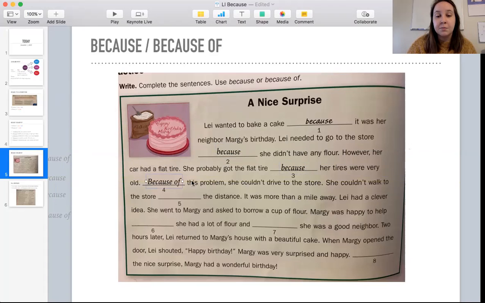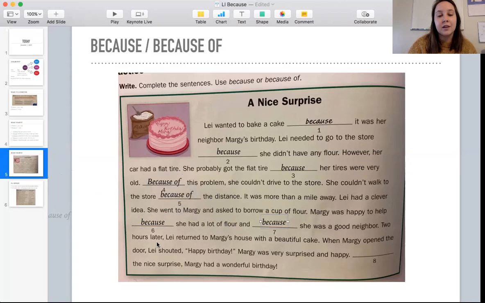Because of this problem, she couldn't drive to the store. She couldn't walk to the store because of the distance. It was more than a mile away. Lay had a clever idea. She went to Margie and asked to borrow a cup of flour. Margie was happy to help because she had a lot of flour and because she was a good neighbor.